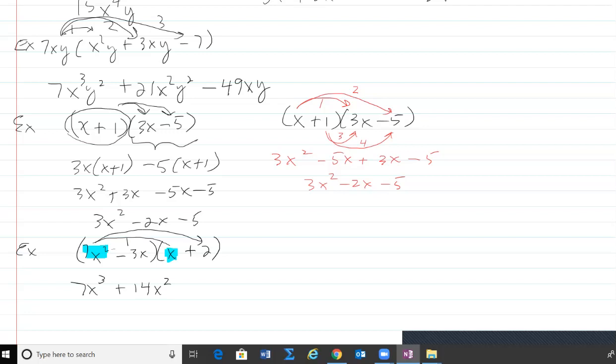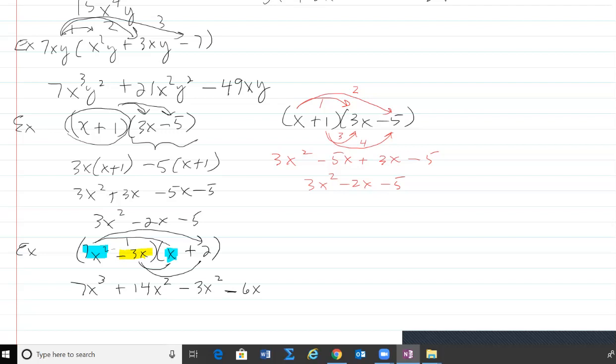Then I'm going to move over to this minus 3 and start working on distributing that. So I'll have to take minus 3 times an x, which makes a minus 3x squared. And then I'll take minus 3 times a 2, which makes a negative 6x, or just a minus 6x, like that. Then I look and say, any like terms?